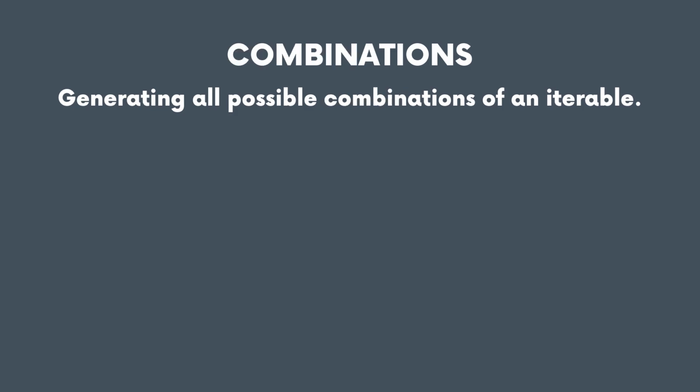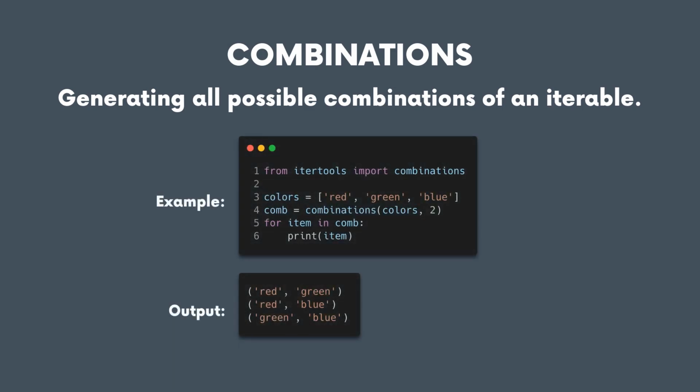Let's explore combinations now. It generates all possible combinations of an iterable. We import combinations from itertools. Then we create a list of colors. We generate combinations of length 2 from this list and print each combination.